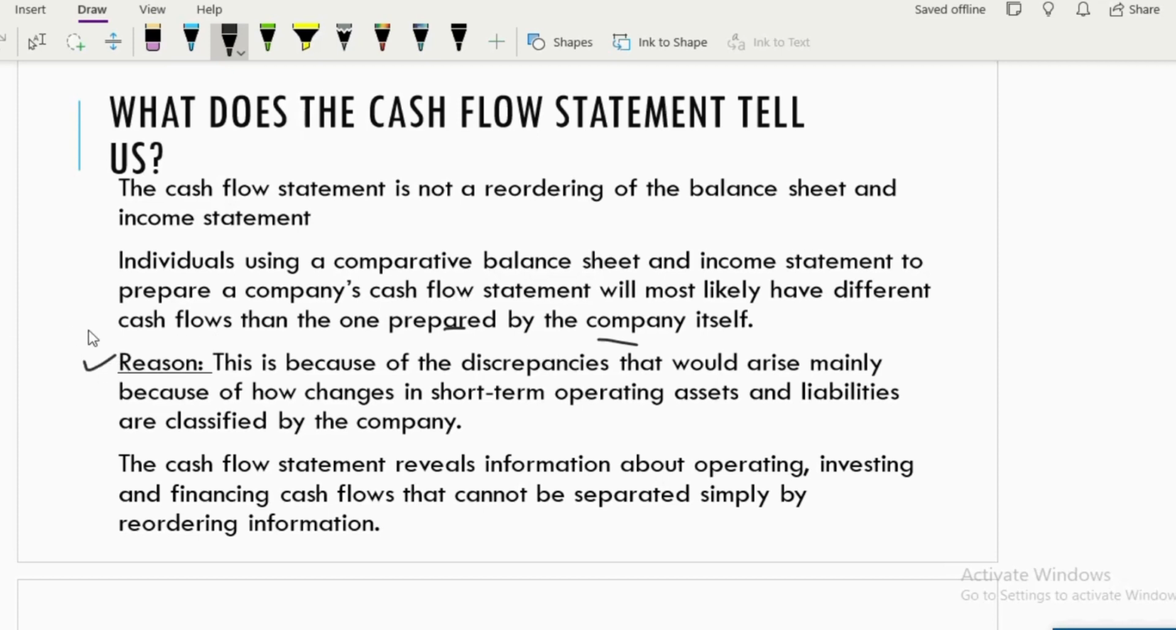So why will our answer be different from the company's? This is because of discrepancies that would arise mainly because of how the changes in short-term operating assets and liabilities are classified by the company. So maybe in the company's internal calculation it's different than what we are doing. The cash flow statement reveals the information about operating, investing and financing cash flow. This is what they tell us, and we cannot simply calculate them by reordering the cash flow items in the income statement and balance sheet. We really need to understand the changes which are happening, then it's easy for us to find out the true cash position of the company.